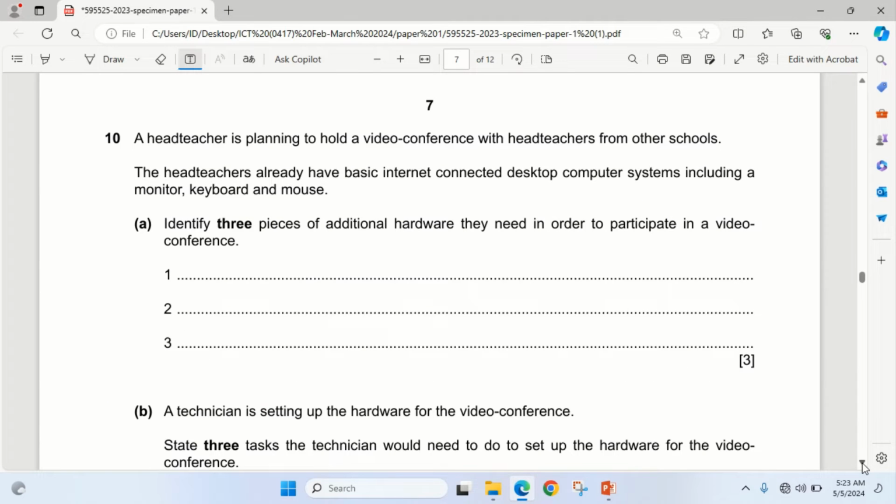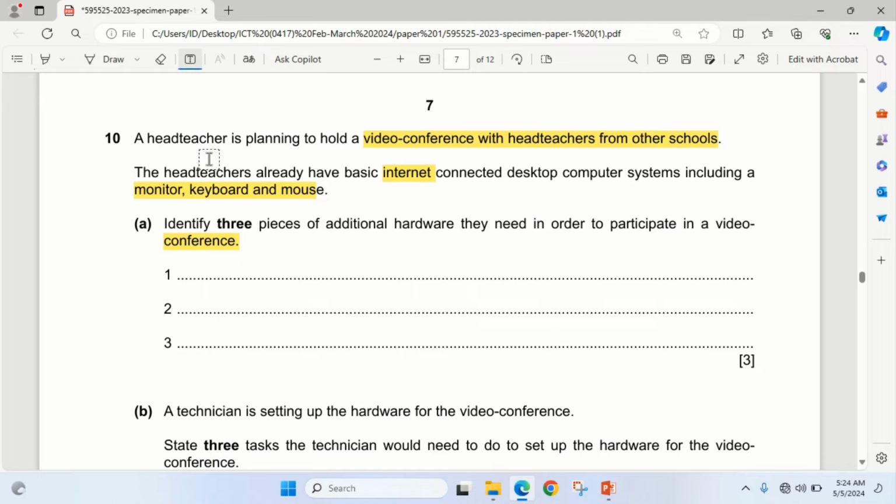Then question 10, a head teacher is planning to hold a video conference with head teachers from other schools. Then the head teachers already have basic internet, connected desktop computer systems, including a monitor, a keyboard, and a mouse. Identify 3 pieces of additional hardware that they need in order to participate in a video conference. So if a video conference is to be established, what are the hardware devices that will be needed apart from the ones already mentioned? That's what the question is asking us here.